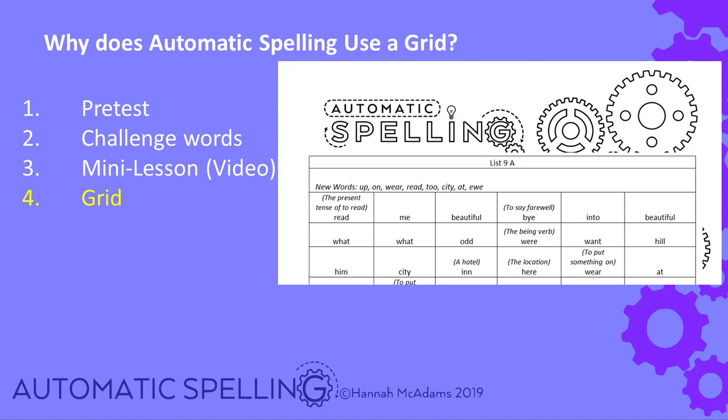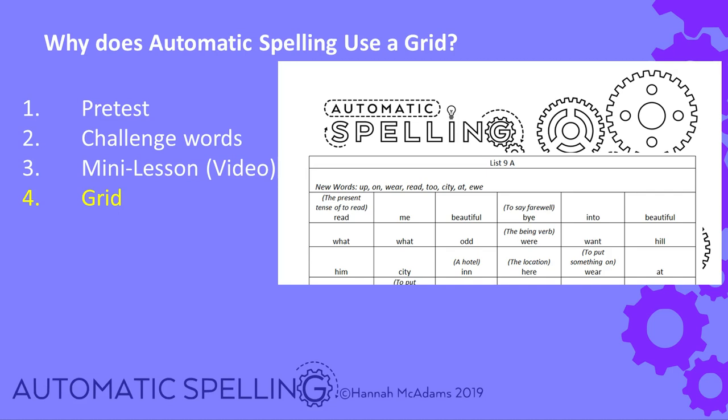I know you look at this and you think, okay, but there's 60 words, Hannah, in this list. Yes, but what I do is I take the 7 new words and I put them 3 times into the grid in a random order. All the rest of the words are review from previous lessons. So they don't have that many new words to focus on, and most students after 3 or 4 grids have mastered the other words. So it actually goes very quickly.